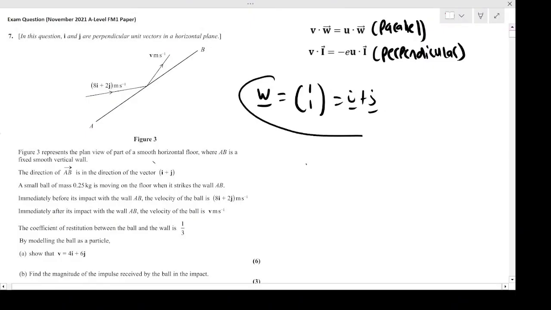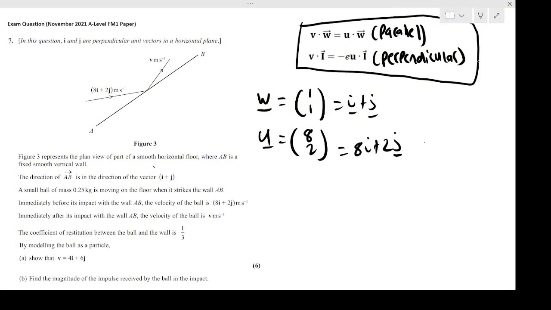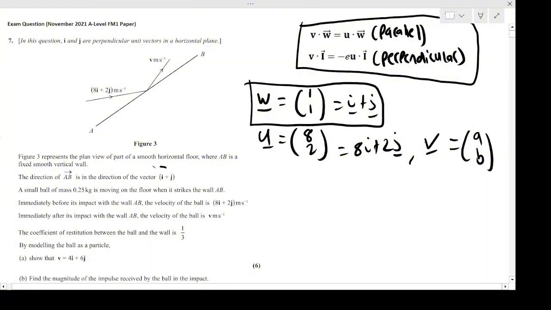So this is my wall vector. I also know that my initial velocity u is (8, 2), or 8i and 2j. Then the velocity vector afterwards, v, is what I want to work out. I want to show that v is 4i and 6j, but I want to work out what v is, so I'm going to give it the vector (a, b). Basically I want to find the coefficients a and b to find v. w is the direction vector of the wall, which I'm told is i and j, and u and v are just my standard velocity vectors. Hopefully happy up to here.